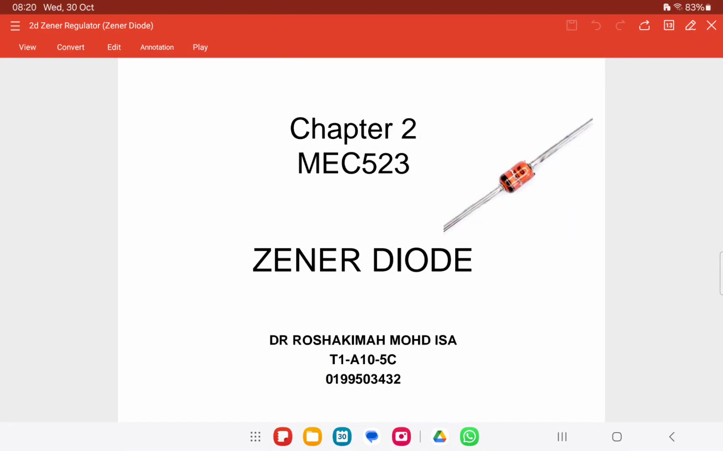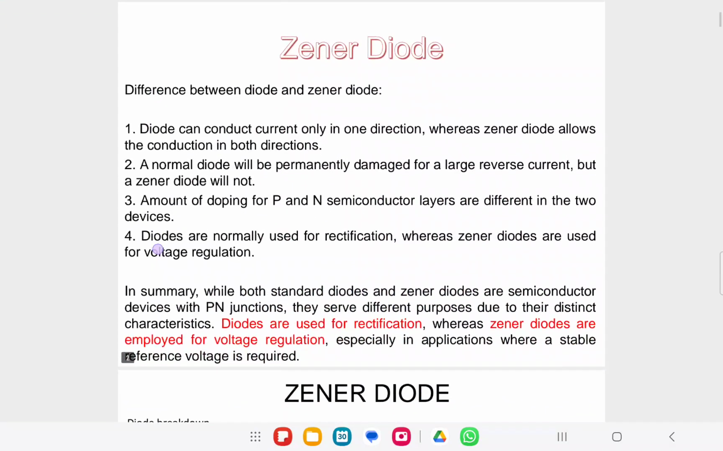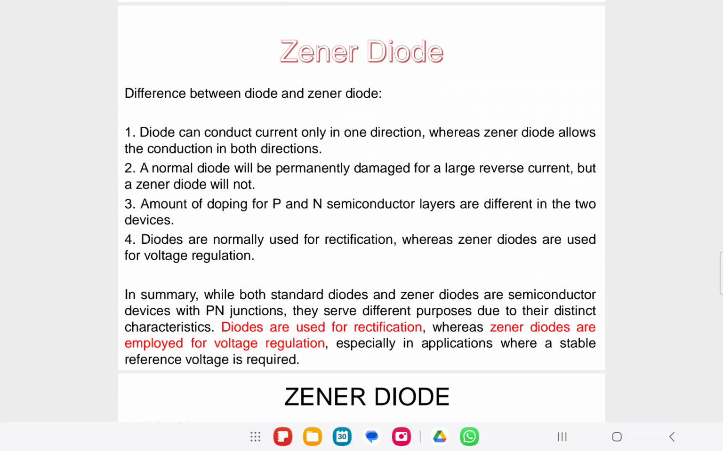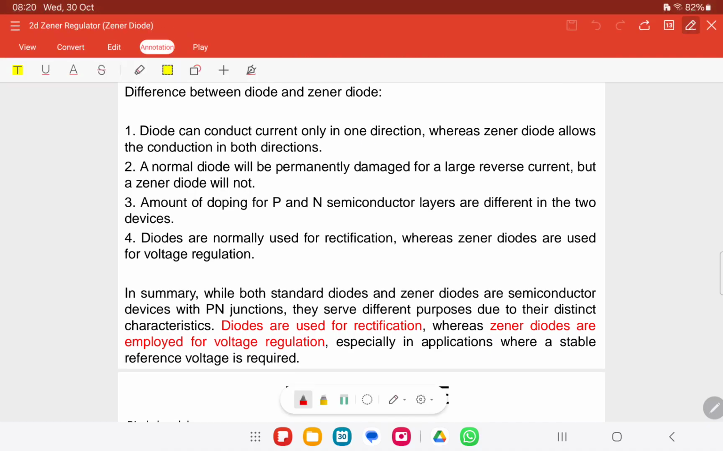What is Zener diode? Okay, we have learned about the diode in chapter 2. A diode only allows current in one direction. Forward or reverse? Forward bias. In forward bias, the diode will be on.